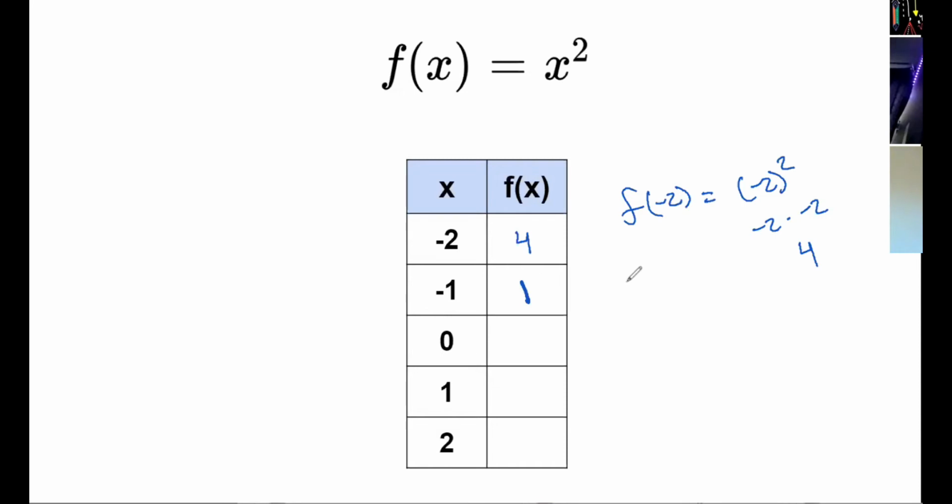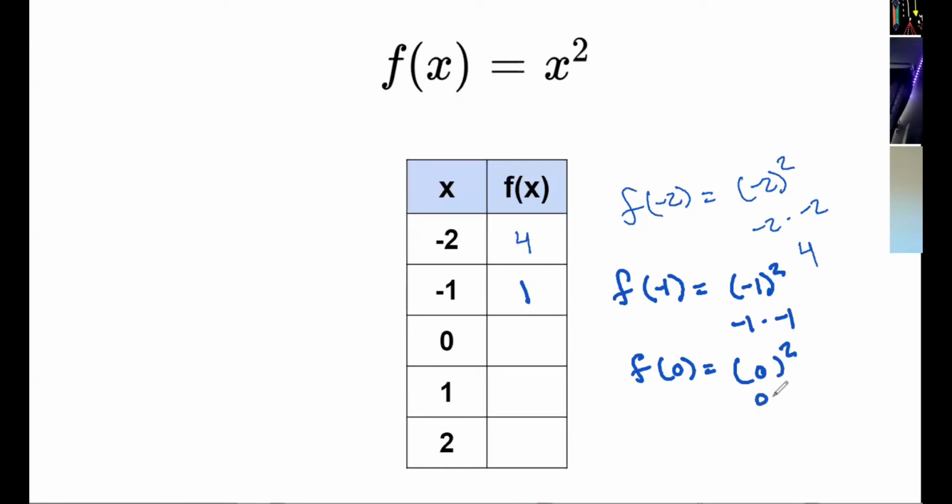How do you do that? We're going to input into our f of x, where we have -1. And wherever we have an x in our function, we're going to input that value here. So here is our function. Here is our x. We're now going to write -1 to the power of 2, which means that we have now -1 times -1, which gives us that +1. We can do the same for 0. F of 0 equals, inside parentheses, 0 to the power of 2. Therefore, 0 times 0 is going to give us 0.